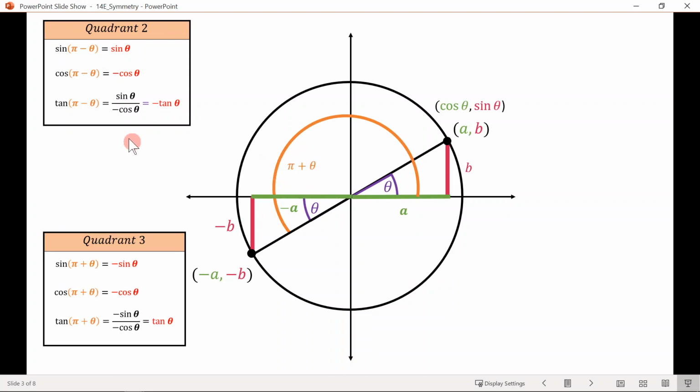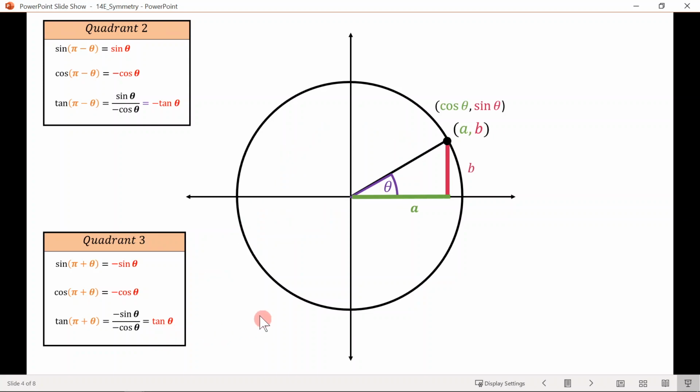With all this information now, we can fill out this, which tells us that for quadrant 3, which is pi plus theta, it's going to be negative sine, negative cos, and then positive tan. And the reason why it's positive tan is because we're dividing two negatives. And when you divide two negatives, you get a positive out. All right, let's keep on going now.